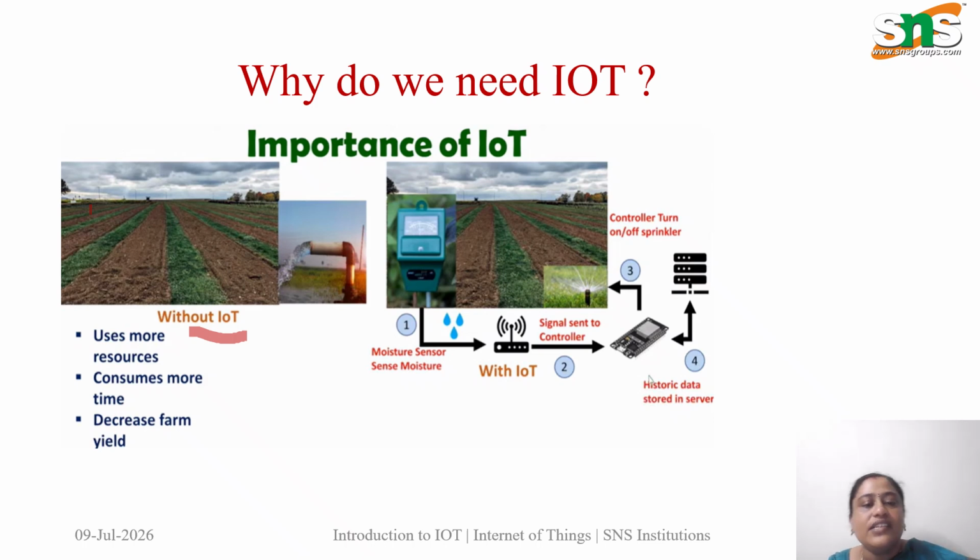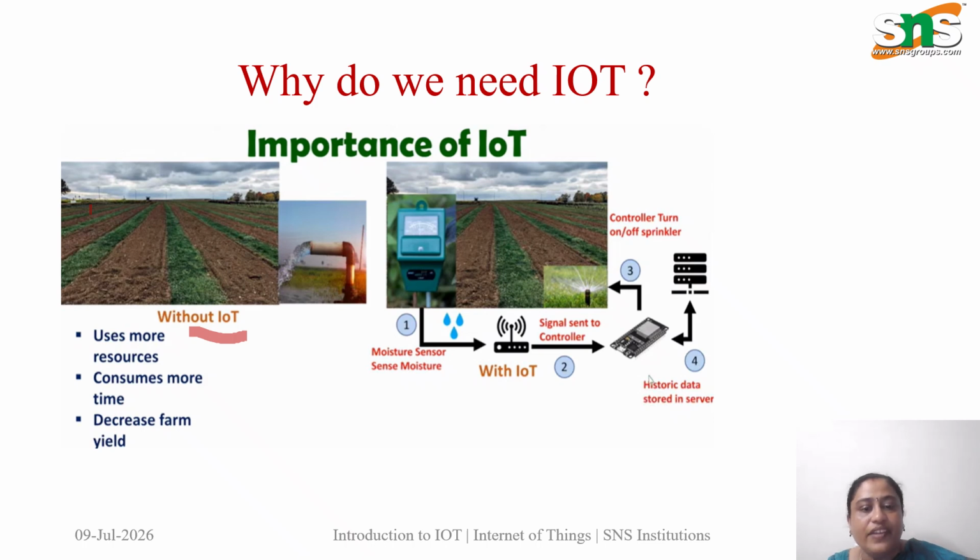What are the major disadvantages of this? It has to use more resources. The farmer is there, the motor is there, and he has to switch on and switch off manually, so it takes lots of time. This is also a big disadvantage. And in some fields it decreases the farm yield, because the farmer does not know about what is going to happen in the future.